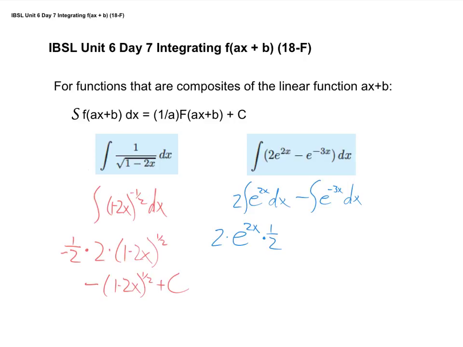No, and actually, because you've done a little u substitution, you're kind of seeing that in your head. That's good.